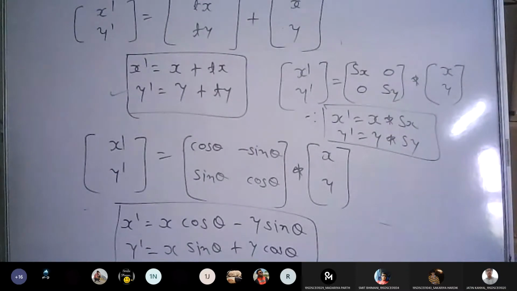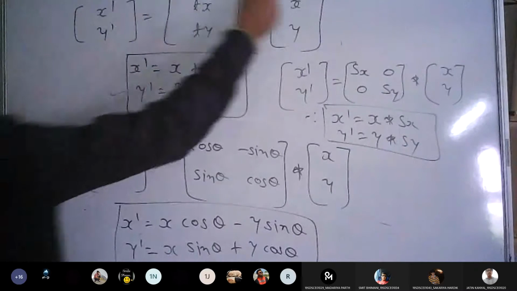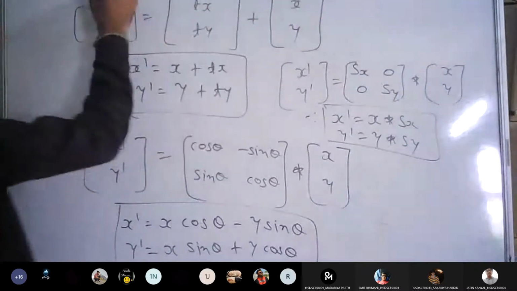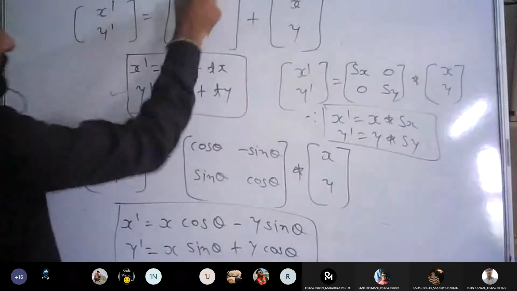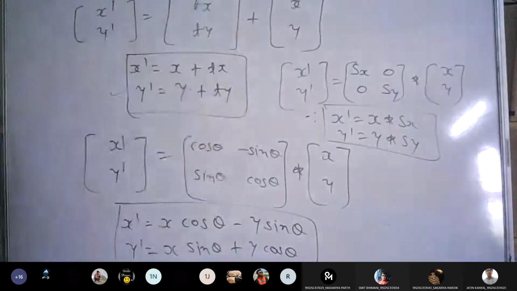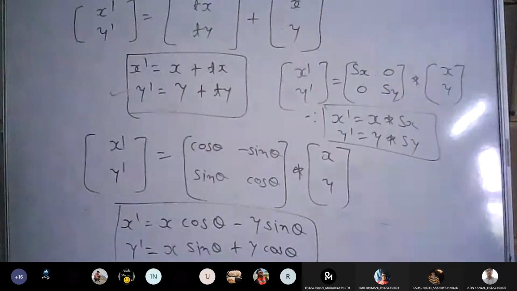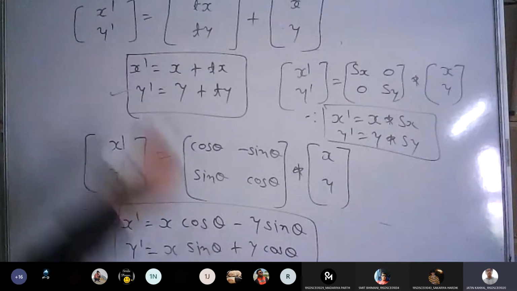See, if my original point is P, this is my original point P, this is P dash, then P dash is equal to something plus P. What is this? This is T. That's it. Sir, it has gone very high on the blackboard, after P it is not visible. Okay, let me write it here.